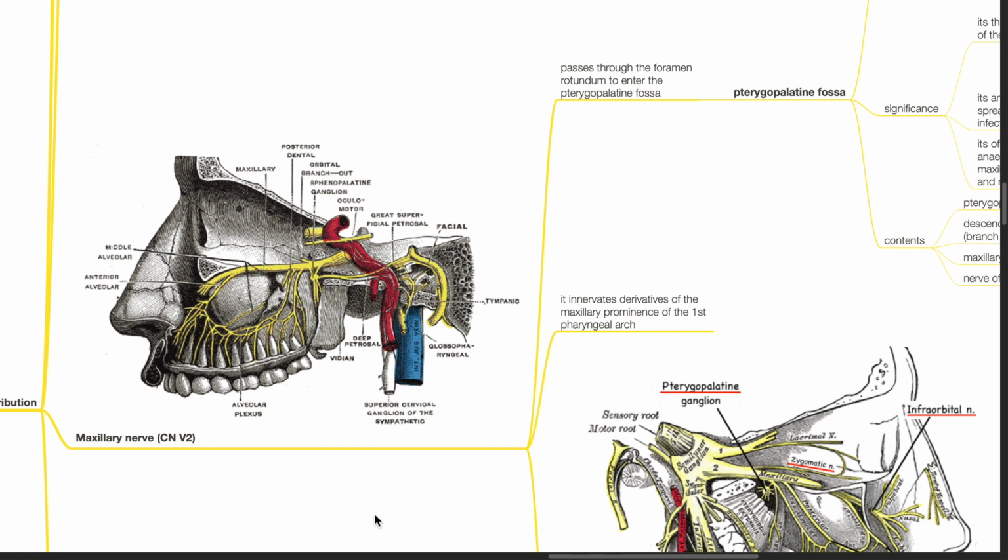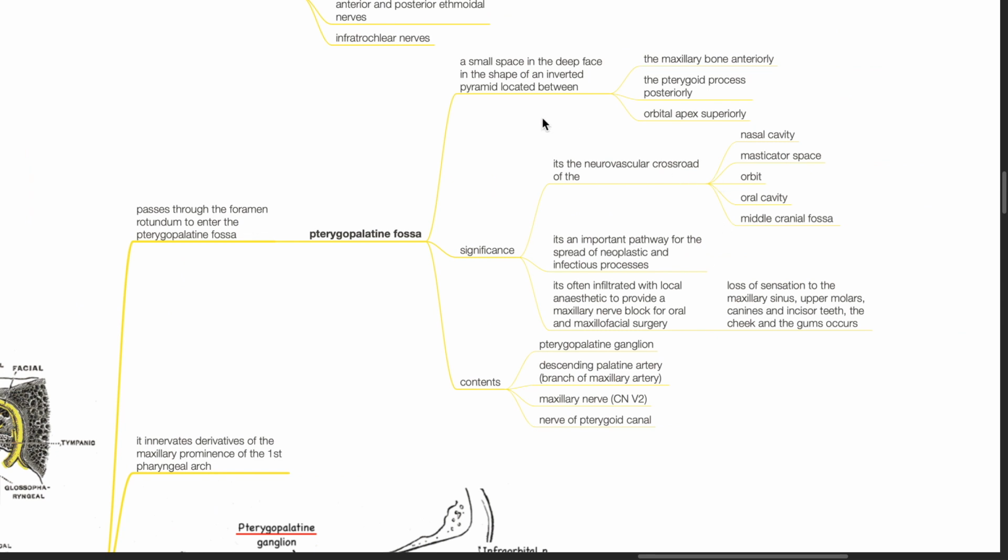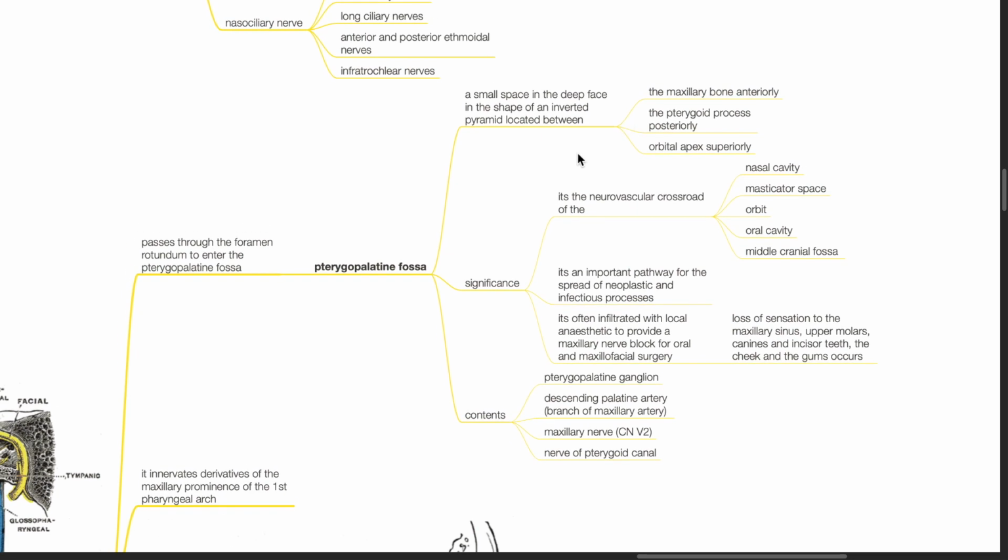Next, the maxillary division, cranial nerve V2. This branch passes through the foramen rotundum to enter the pterygopalatine fossa. This fossa is a small space in the deep face in the shape of an inverted pyramid located between the maxillary bone anteriorly, the pterygoid process posteriorly, and the orbital apex superiorly.